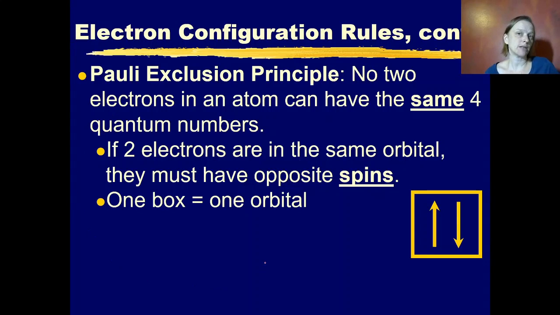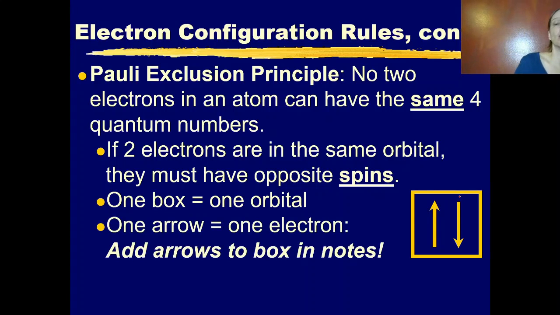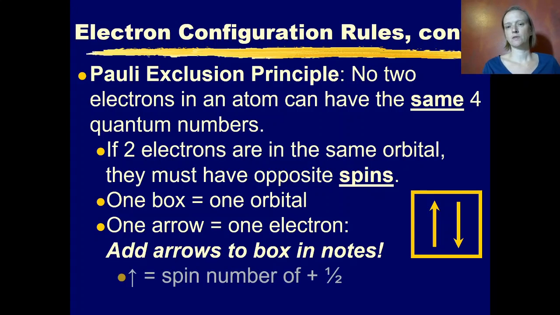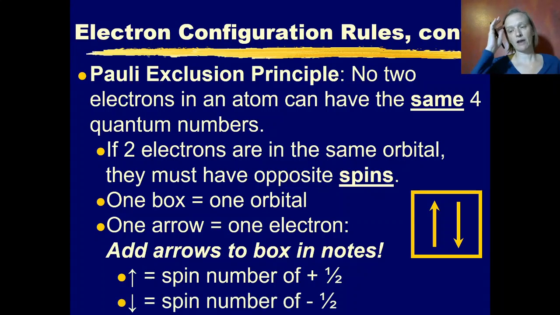We're going to be drawing some electron configurations where we draw each orbital as being represented by 1 box. And then when we draw electrons in that orbital, to represent these opposite spins, we draw arrows going in opposite directions, an up arrow versus a down arrow. So each arrow is 1 electron, so just make sure you add that to your notes. The up arrow represents a spin of positive 1/2, and the down arrow represents a spin of negative 1/2.